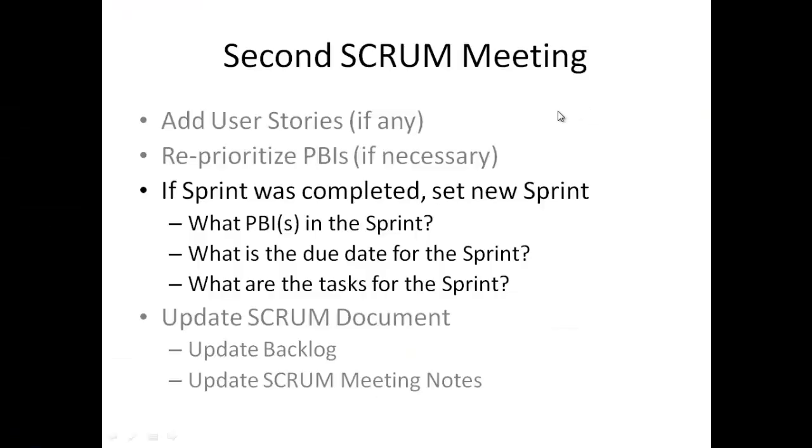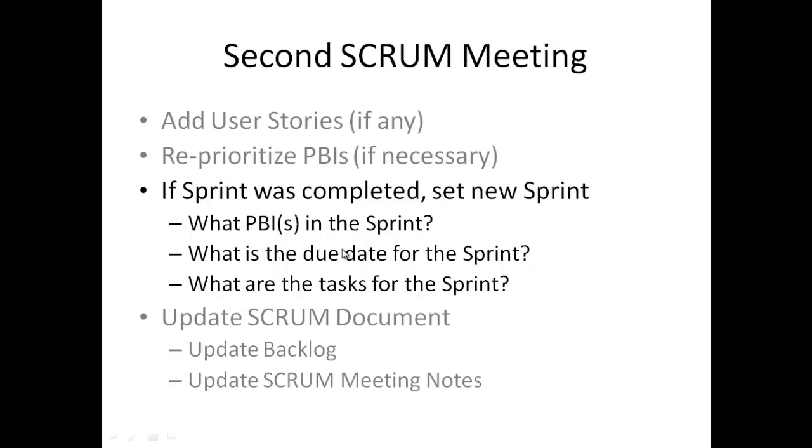So next in the second Scrum meeting, after we've added the user stories and reprioritized the backlog, we look to see if a sprint was completed. In our example, a sprint was completed. The development team got the basic tic-tac-toe app to work in the first week. So it's time to determine what the next sprint is going to be. The questions they have to ask are what PBIs go in the sprint. Is it just one user story? Or maybe it's a few of the high priority user stories that can go into the next sprint. What's the due date for that sprint?